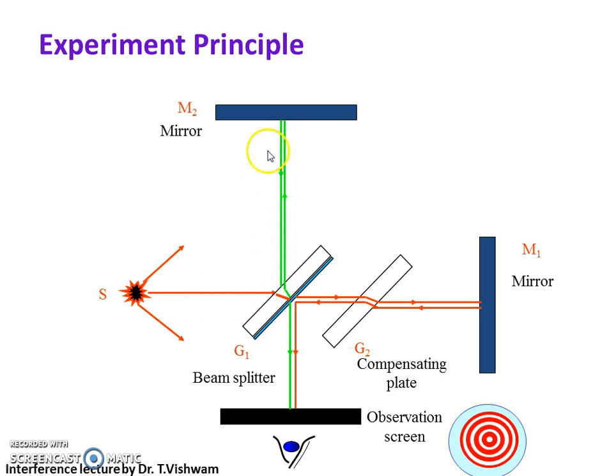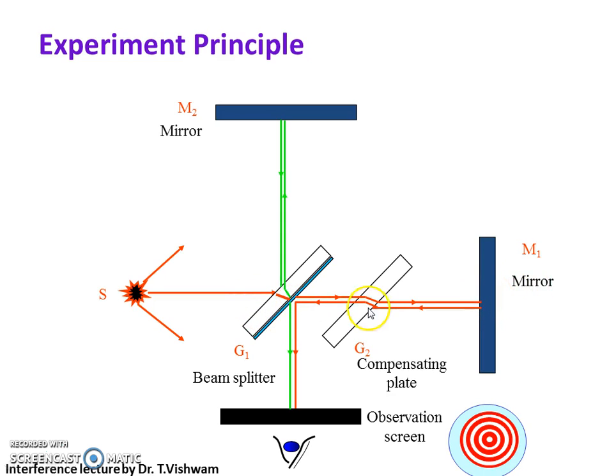This green line is the reflected beam, and this is the refracted beam. So what is the advantage of this compensating glass plate here? This green light crosses the beam splitter three times, whereas this refracted component of the light crosses this G1 only two times. That means this path difference is more compared to the other path difference. To compensate the path difference, we keep one more glass plate between the path of G1 and M1.